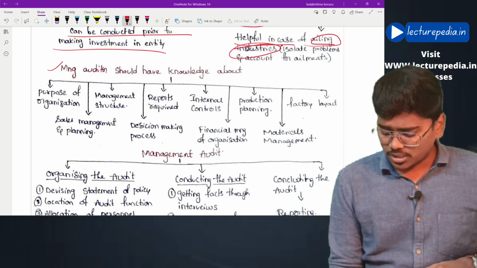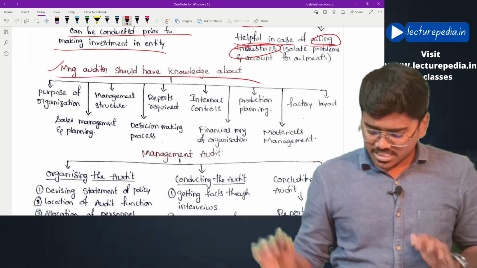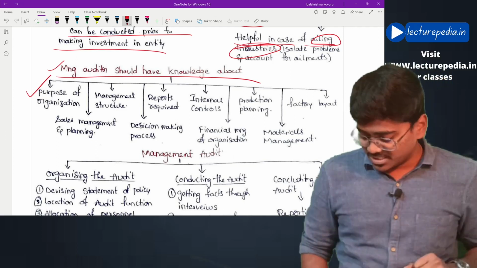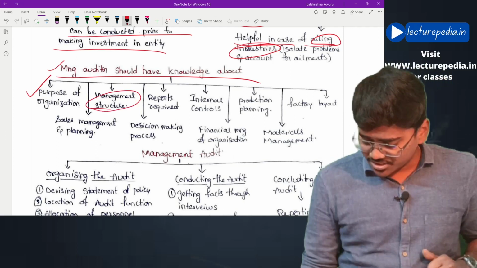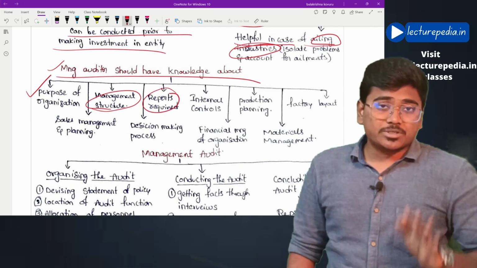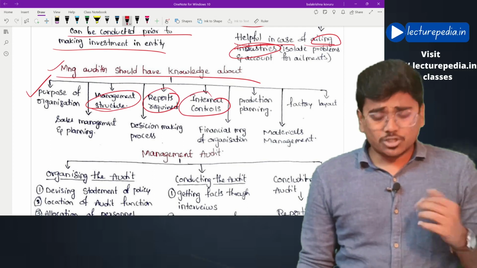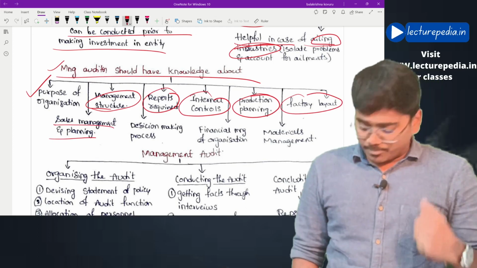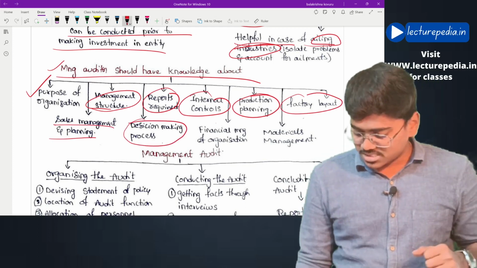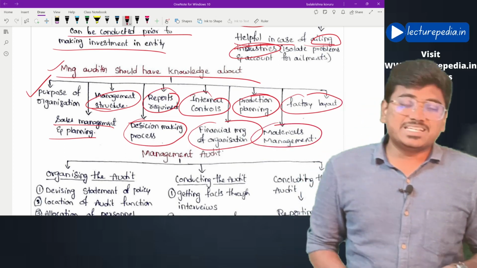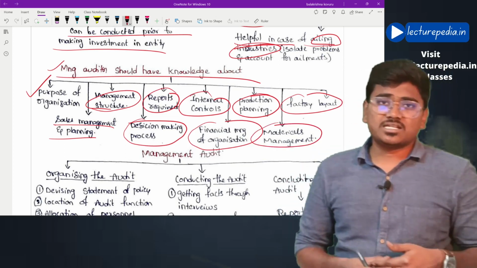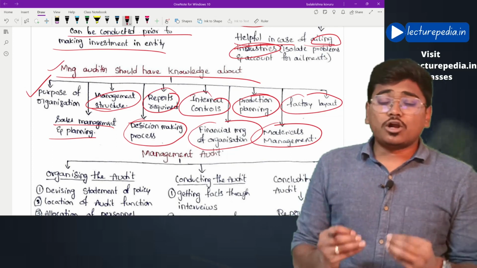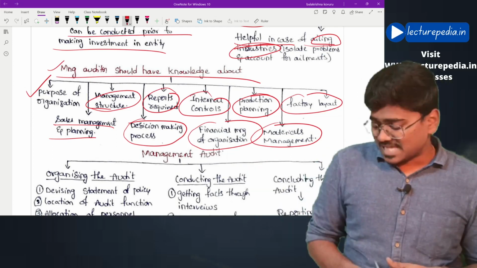You can consider this as not very important, you can just go through it. The management auditor should have knowledge about the purpose of the organization, why the organization has been established, and what the management structure in the organization is, and what reports are required for conducting management audit, and what the internal controls in the organization are, and what the production planning and factory layout are, sales management and planning in the organization, the decision making process, financial management of the organization, and materials management, how the organization is managing raw materials, work in progress, and how it is storing the finished goods. This will come under material management. So the management auditor should have knowledge about all these aspects.